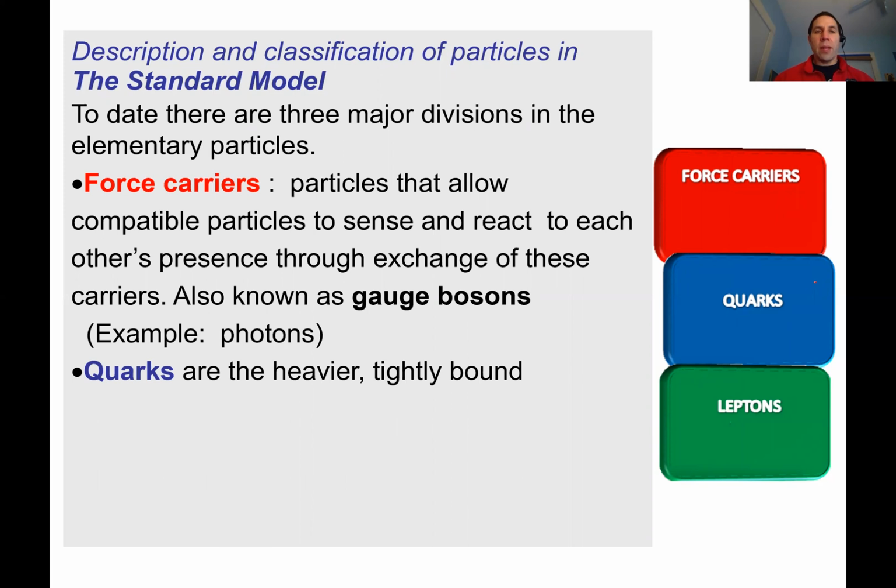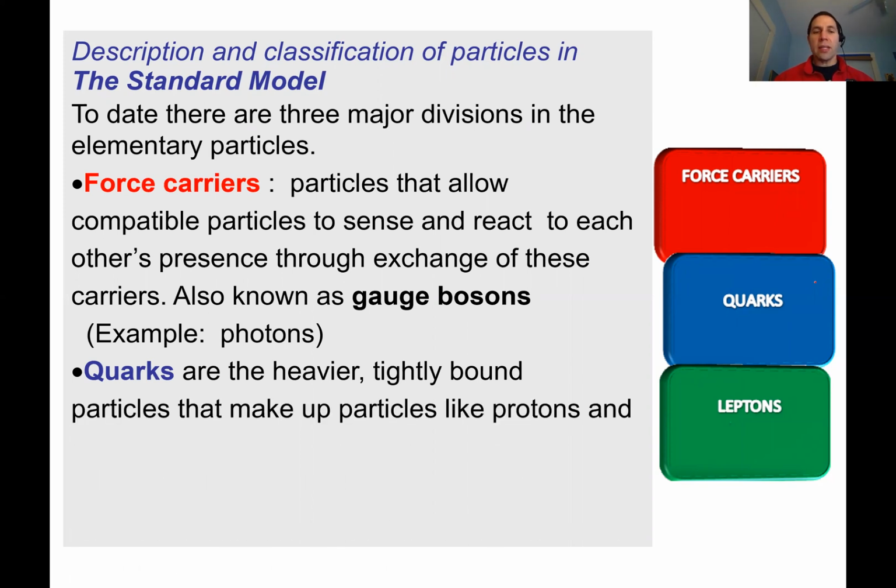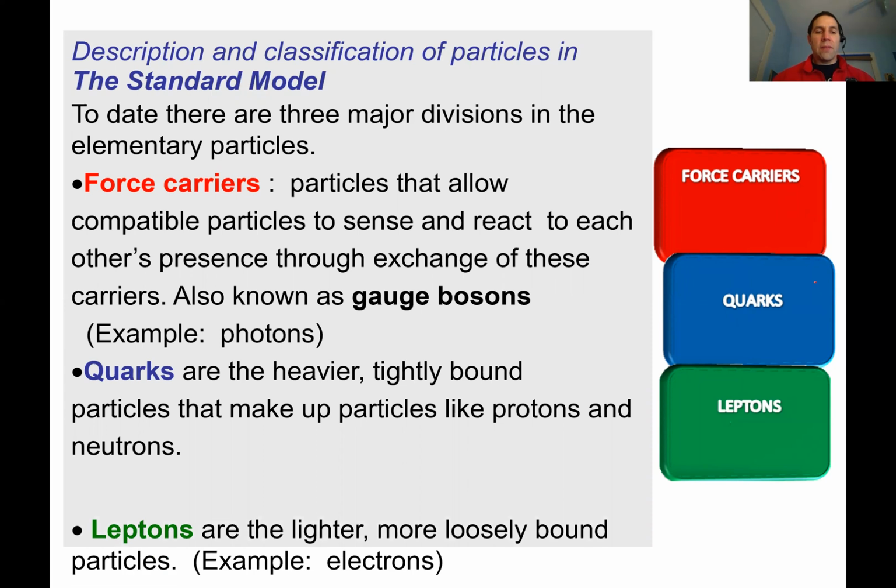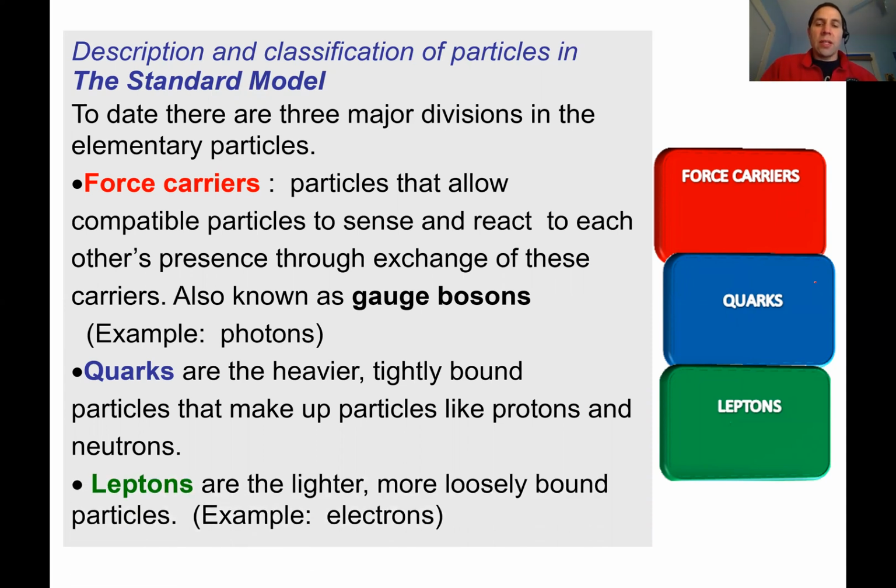Quarks are the second main classification. They're heavier, more tightly bound, and they're the ones that make up the protons and the neutrons in the nucleus of an atom. And then finally, we have leptons, which are lighter, more loosely bound particles. The most common one you're familiar with is the electron, but there are other ones that we'll talk about. So there we have force carriers, quarks, and leptons.